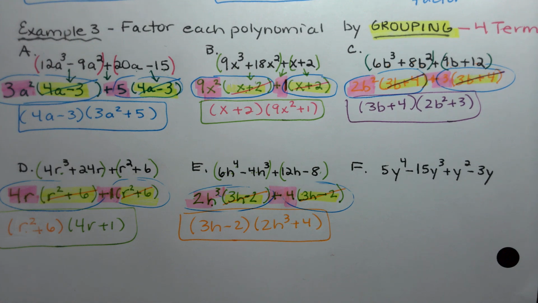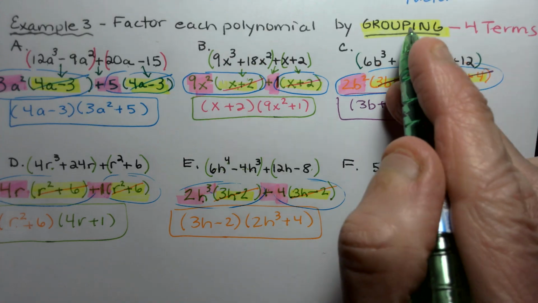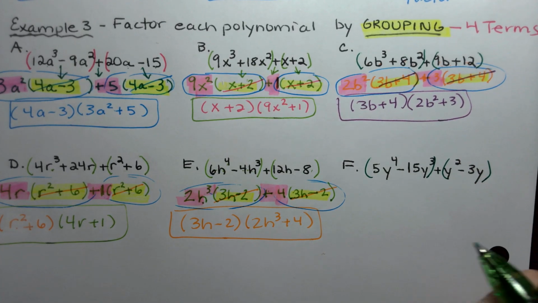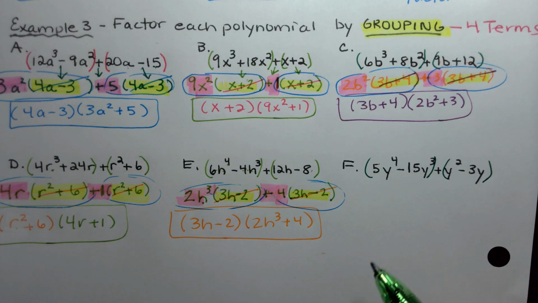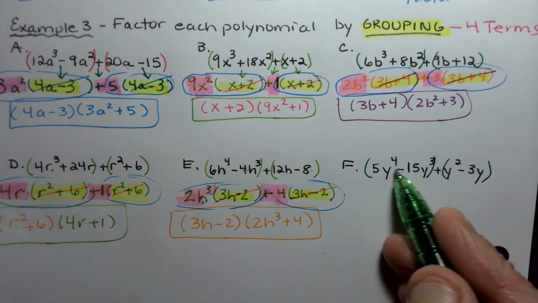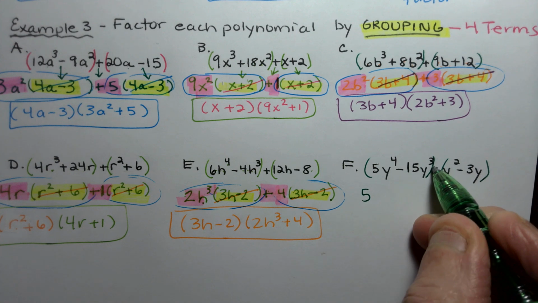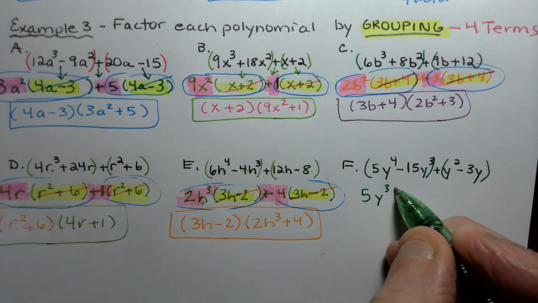All right, one more to go. A little bit of a long video, but these are kind of tough. 1, 2, 3, 4. Perfect to try grouping. We are now going to put our parentheses in and do GCF on the first one. 5 and 15. Yep, we can take a 5 out. Y to the fourth, Y to the third. We can take 3 of those out.